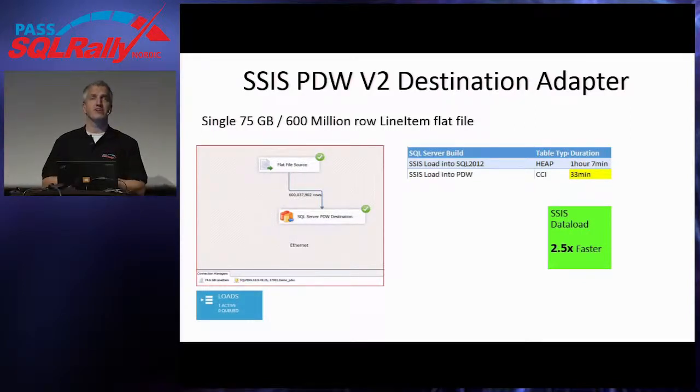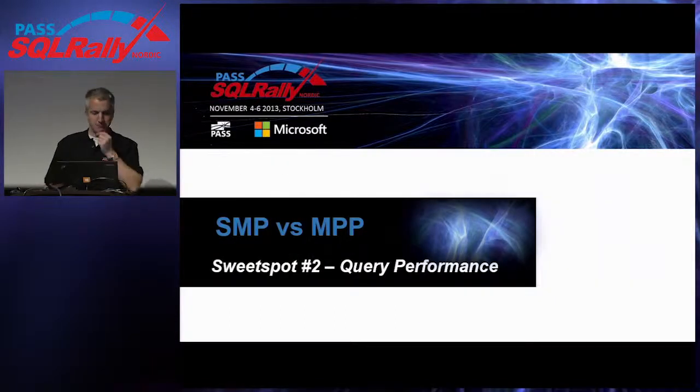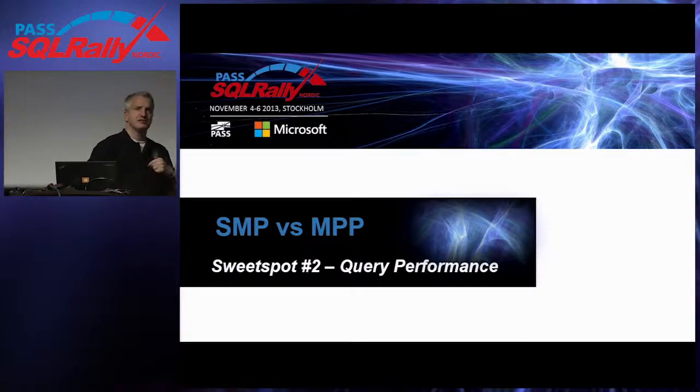So if the nights are too short, and your ETL takes 14 hours to load, if you go to PDW, it's 5-6 hours. And of course, if you take the time to rewrite the bulk insert routine, just pick the data from flat files, then you get 15 to 36 times the improvement. But actually, most customers are already happy with a 2.5x improvement. Yeah, and these modes, right? Append, reload, upsert, and fast append. So that was sweet spot number 1, data loading.